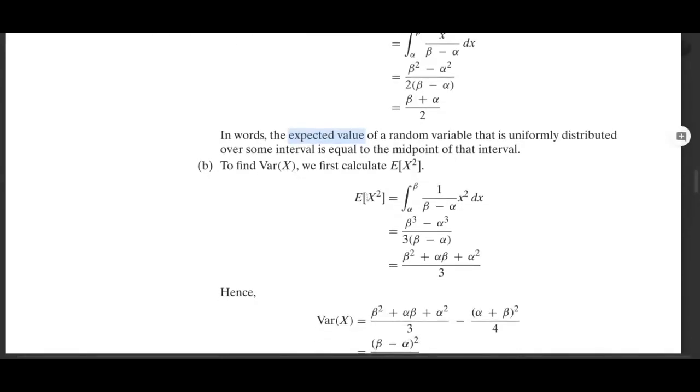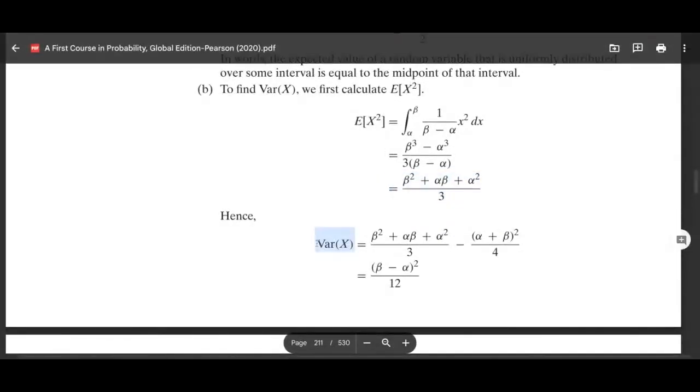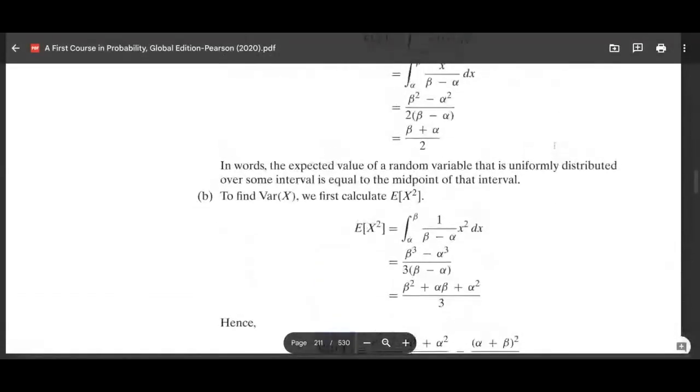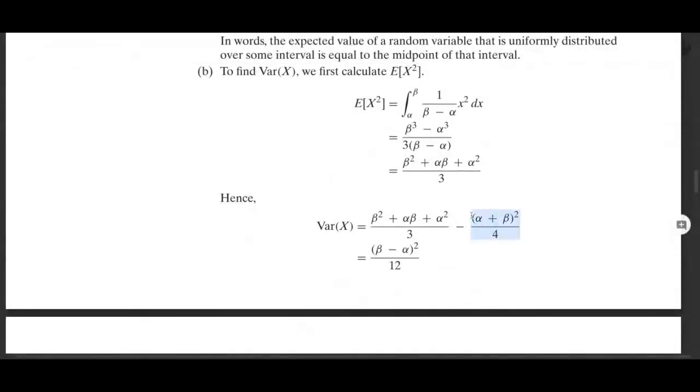Let's see variance. For variance, we follow the calculation and find E of x squared. That's f of x, 1 over beta minus alpha, multiplied by x squared. Then integrate this, evaluate at alpha and beta, do the calculations, and we get 1/3 of beta squared plus alpha beta plus alpha squared. Now, variance equals E of x squared minus E of x, squared. Well, E of x is beta plus alpha divided by 2. So that's alpha plus beta squared over 4. Simplify this, and we get beta minus alpha squared divided by 12.